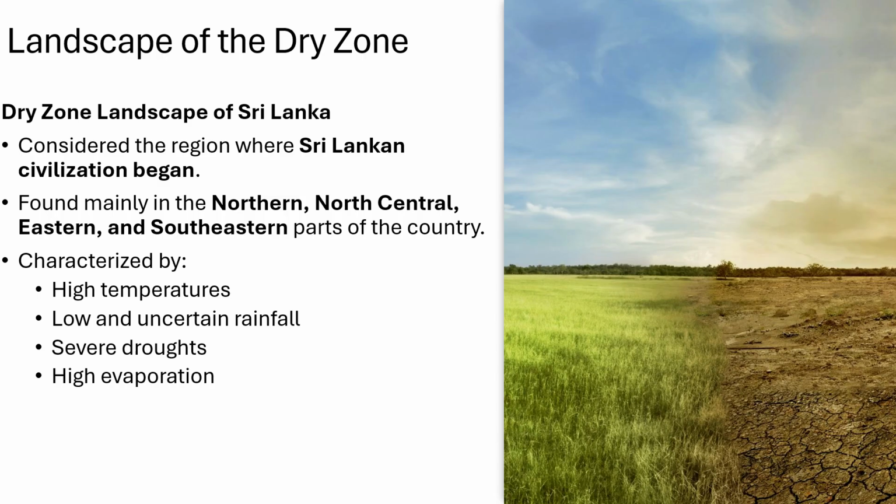Landscape of the dry zone. Dry zone landscape of Sri Lanka. This is the region where Sri Lankan civilization began, found mainly in the northern, north-central, eastern, and southeastern parts of the country. It is characterized by high temperatures, low and uncertain rainfall, severe droughts, and high evaporation.